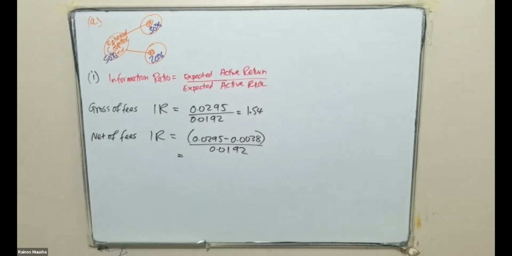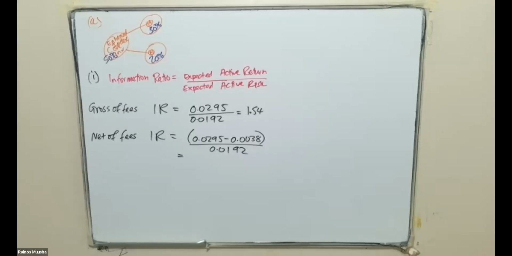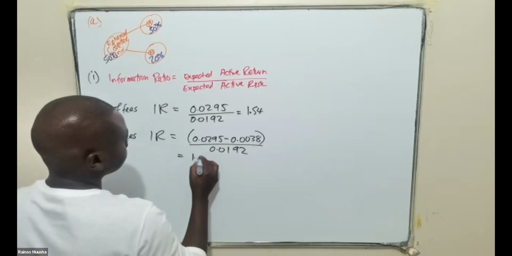So how much would be the information ratio net of the fees? We get a figure of 1.34.